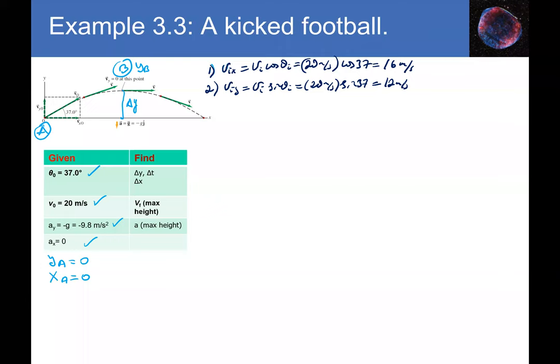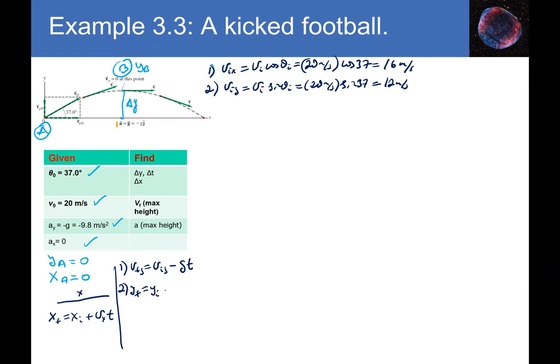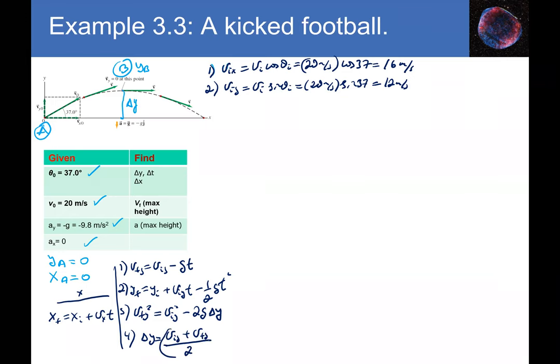All right. Then to find the height, the Y final, I have to look at which equation to use. Remember, in the X direction there is this equation: X final equals X initial plus VX times time. So that's one equation in the X. In the Y direction, I have V final Y equals V initial Y minus GT. Or Y final equals Y initial plus V initial Y times time, minus 1/2 GT squared. Then equation 3, V final Y squared equals V initial Y squared minus 2G delta Y. Equation 4, delta Y equals V initial Y plus V final Y divided by 2, times time.